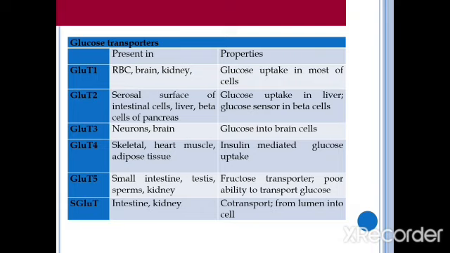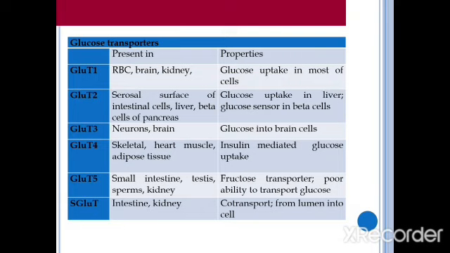Glucose transporter 4 is present in skeletal muscle, heart muscle and adipose tissue, and this is under the control of insulin. Glucose transporter 5 is present in the small intestine, testis, sperm and kidney, and glucose transporter 5 is a fructose transporter and it has poor ability to transport glucose.